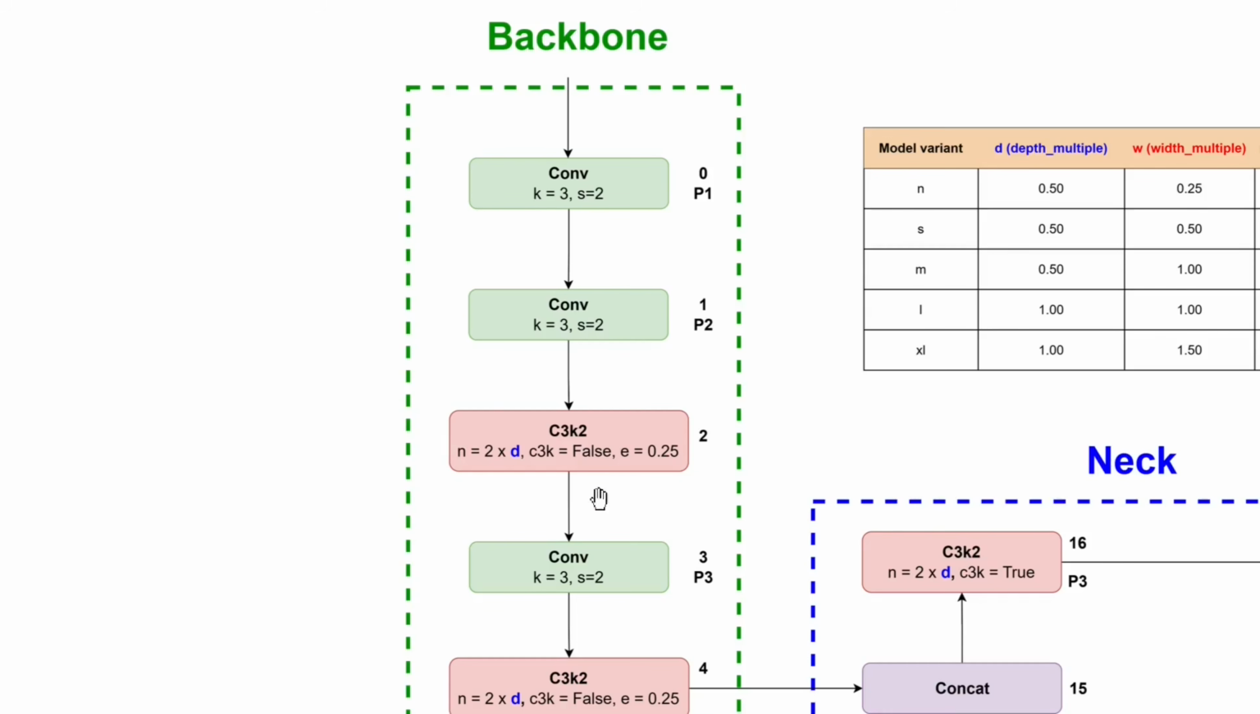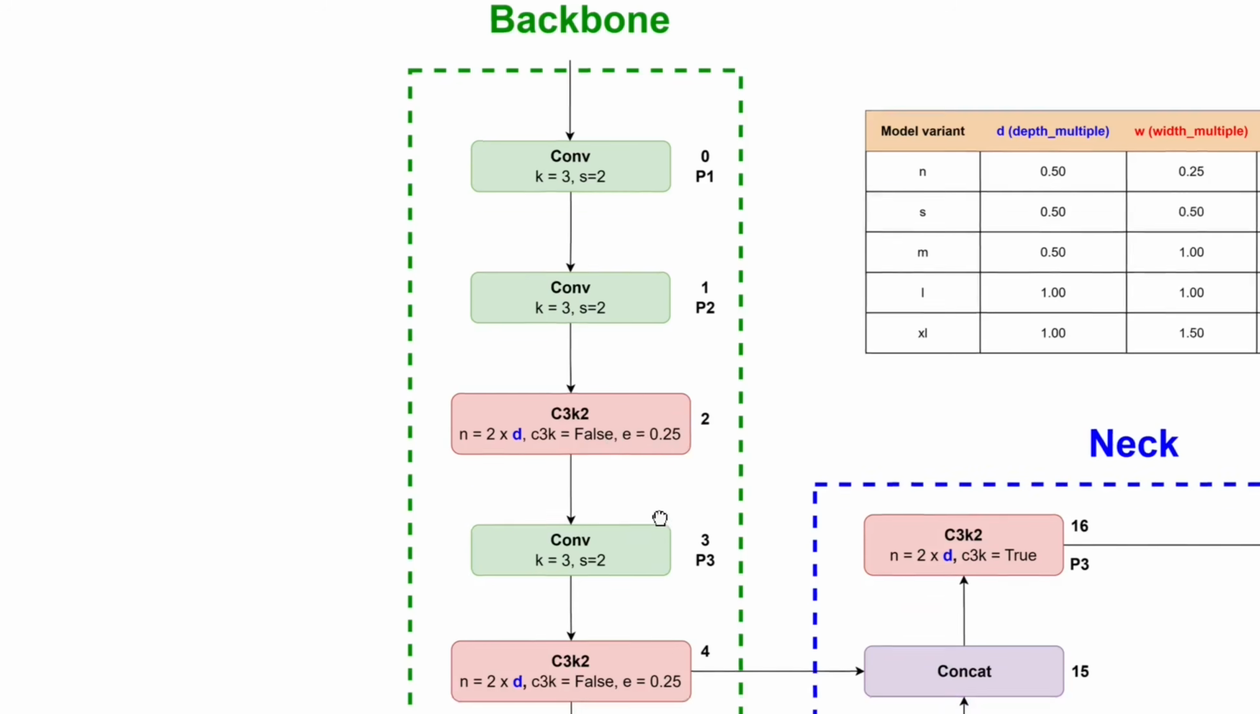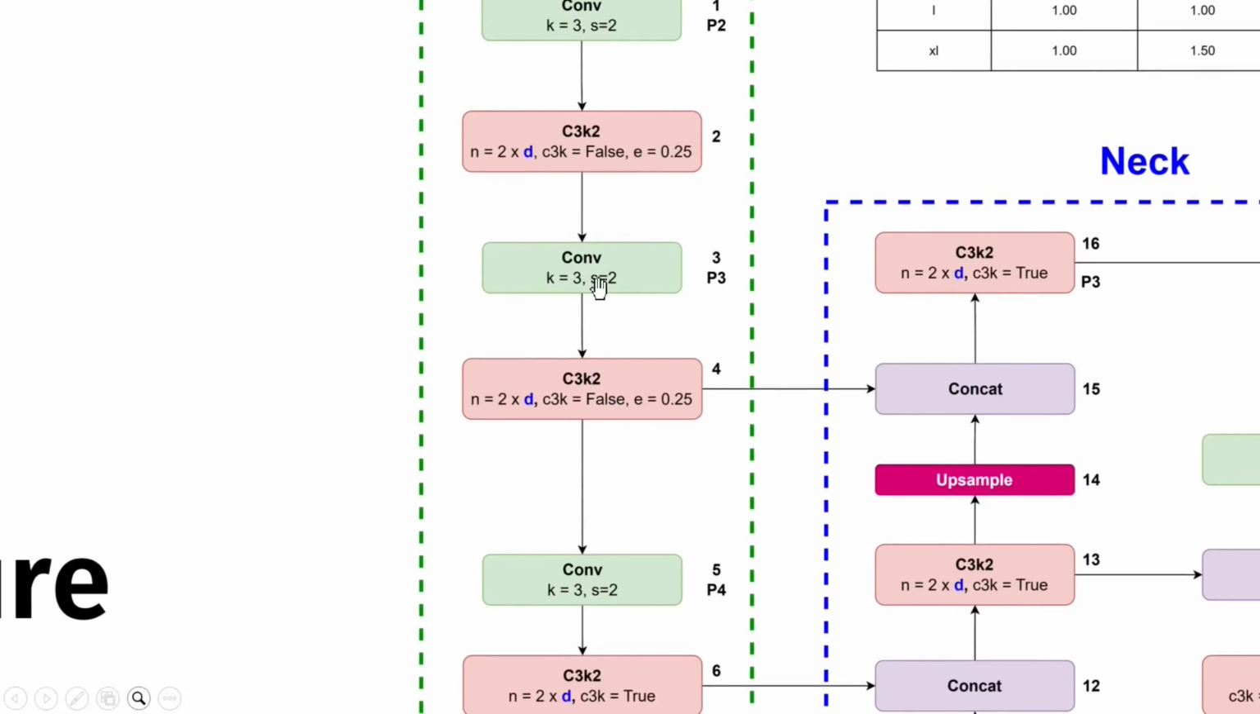Next, we have the C3K2 block, one of the main components in YOLO26 responsible for feature extraction and refinement. In this C3K2 block, the n parameter is set to 2, multiplied by the depth multiple, with C3K set to false and E set to 0.25. Next, there is another convolutional block with a kernel size of 3 and a stride of 2, which further reduces the spatial resolution. This is followed by a C3K2 block, where the n parameter is set to 2 multiplied by the depth multiple, with C3K set to false and E set to 0.25. The output of this block is also connected to the neck.